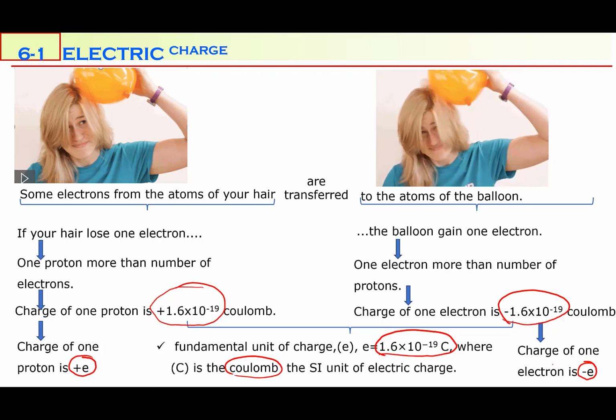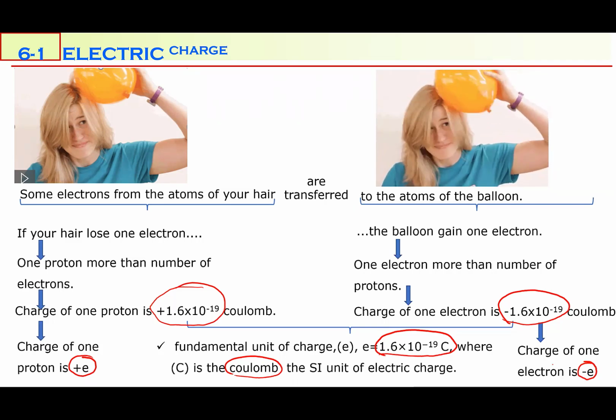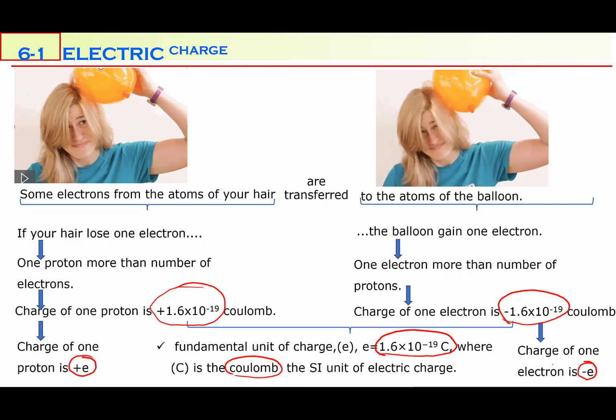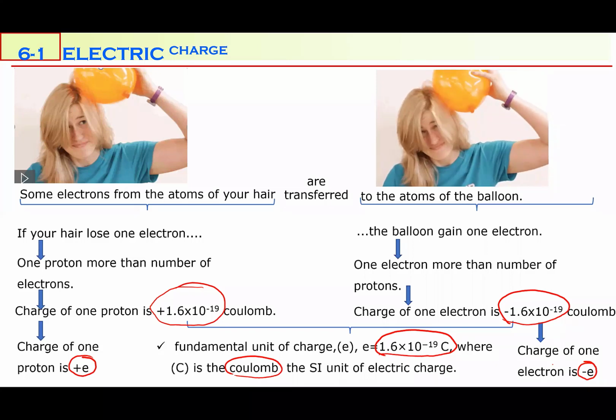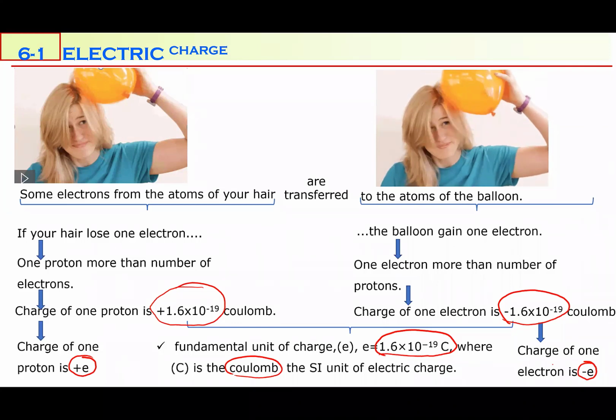Sometimes you are going to see this in some books. Instead of writing the charge of an electron as 1.6 times 10 to the negative 19, they will write negative e. For proton, they will write positive e. You will understand that e is 1.6 times 10 to the power of negative 19 coulomb.